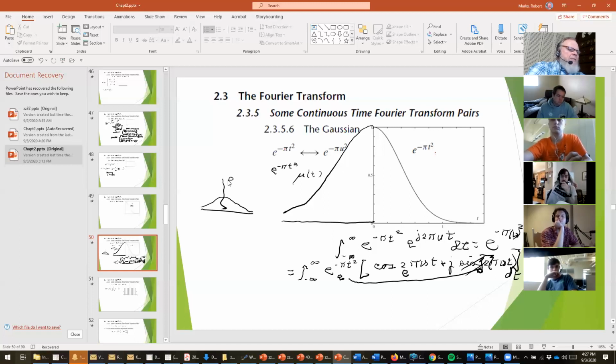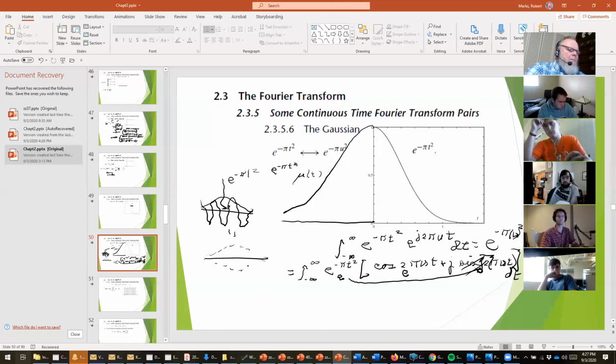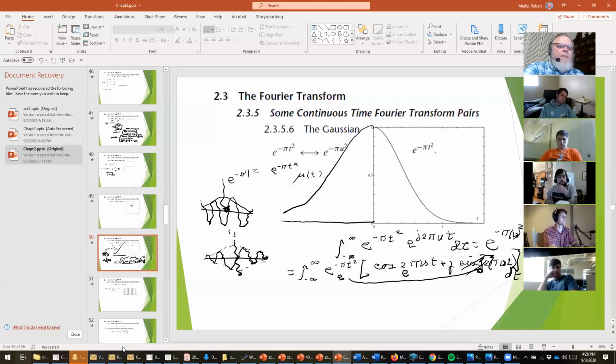This is an e to the minus pi t squared, right? I'm going to multiply it by a sine. I don't know what it looks like, but I'm going to end up with something that looks like this. Hopefully that sinusoid started at 0. On the right side, I'm going to have something which looks like this, and on the left side, something which looks like this, when I multiply the two together.